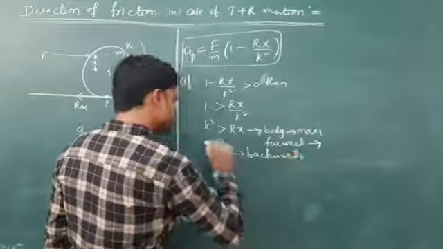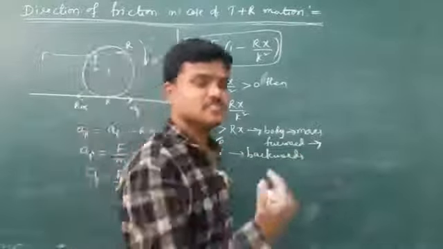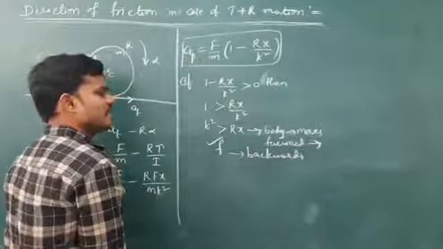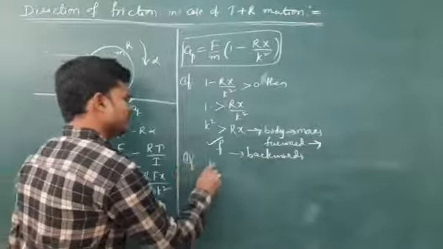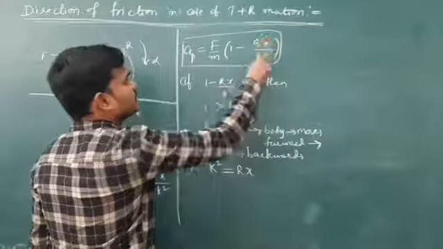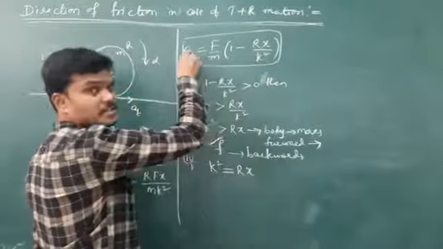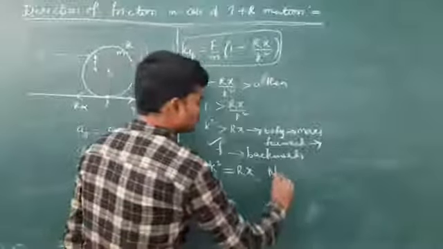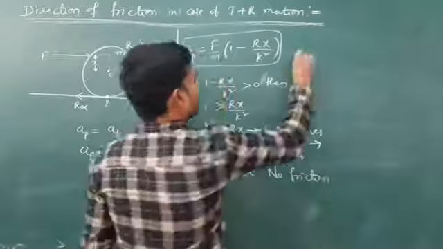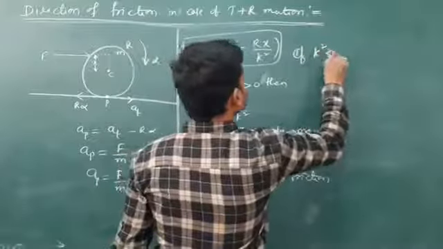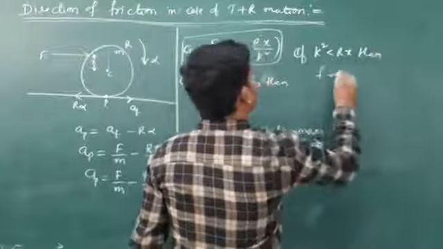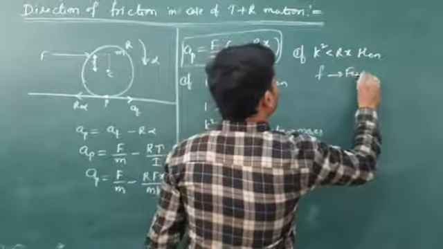So better try to remember this condition. Maybe these conditions will help in solving some problems. So frictional force acts backwards. And if k square equals r x, there is no acceleration at the point P, which means there is no frictional force. So this is the condition for no friction. And if k square is less than r x, then frictional force acts in the forward direction.